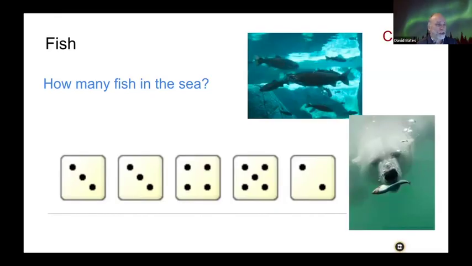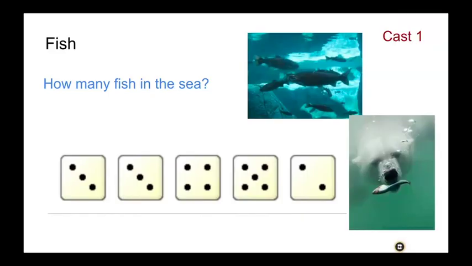Okay, where do we find fish? In the hole.